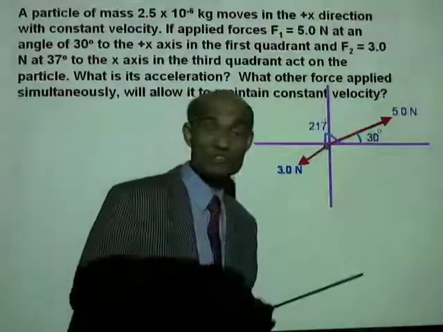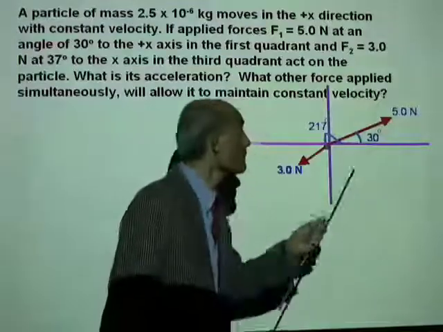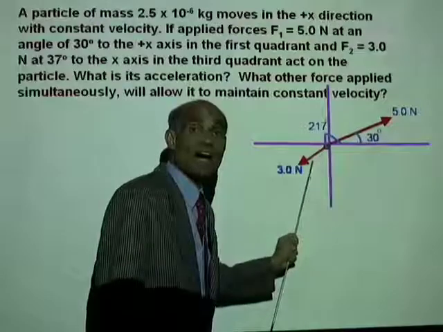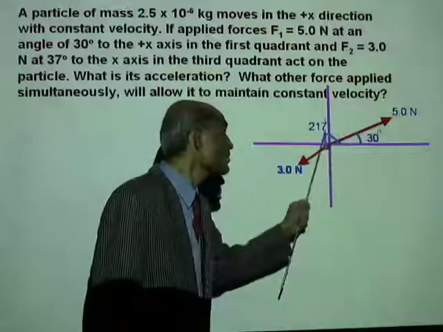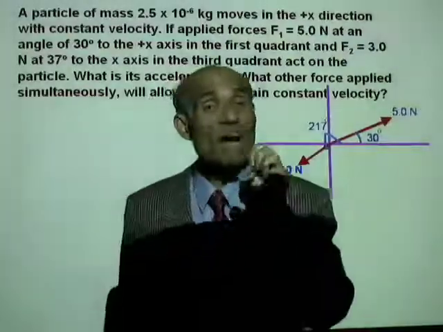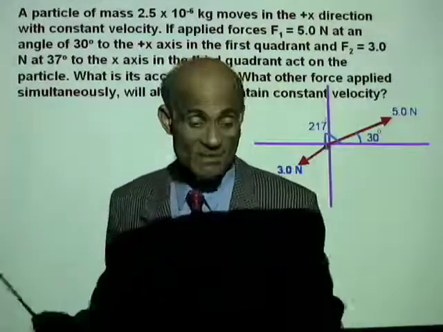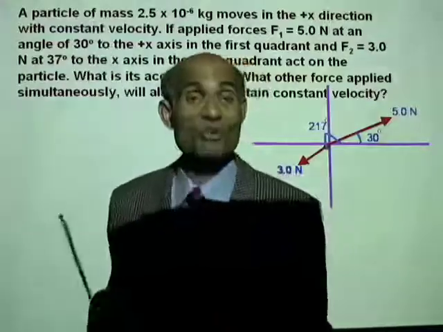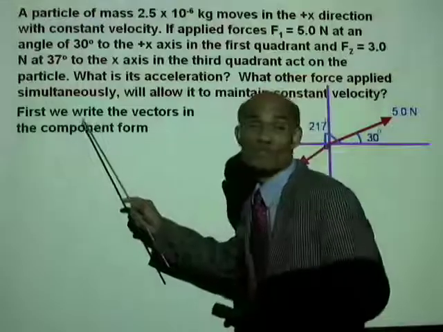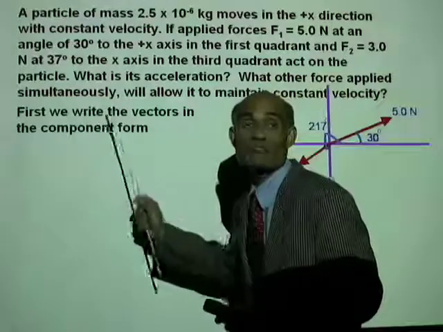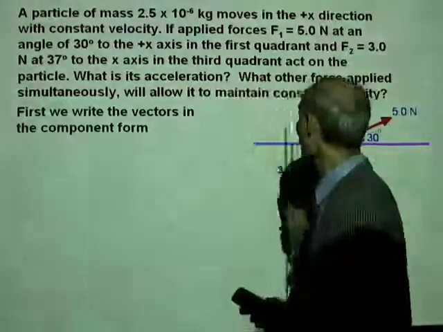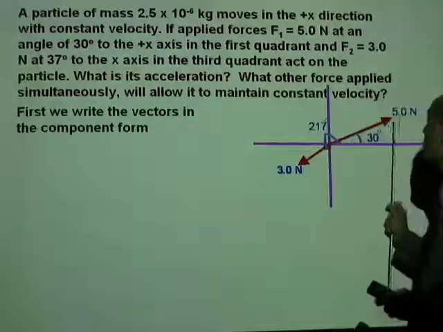So the two forces on this particle are 5 Newton at an angle 30 degrees and 3 Newton at an angle 217 degrees. We need to find the net force. That means we need to add these two force vectors. What do you do to add them? To add them, first we write the vectors in the component form. That's the only way to add them. So, how do we write this in the component form?